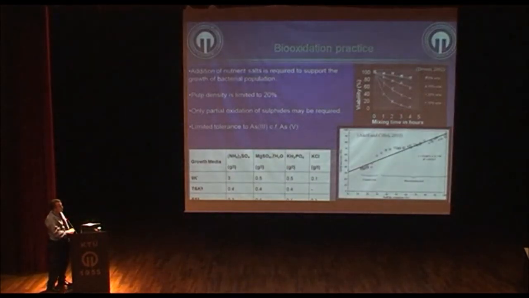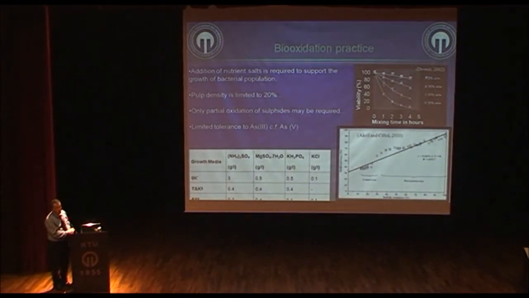Addition of nutrient salts is required to support the growth of the bacterial population. Nutrients in the form of salts like ammonium salts, potassium salts, and phosphorus salts are added to support the bacterial growth. Pulp density is limited to around 20%. The main reason for this limitation is the availability of oxygen, or the transfer rate of oxygen to the system.